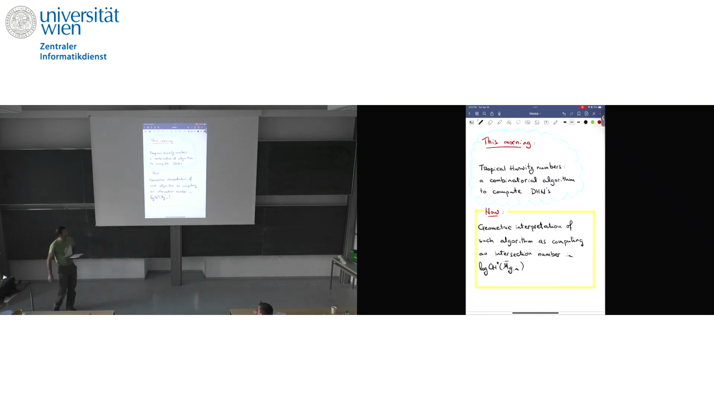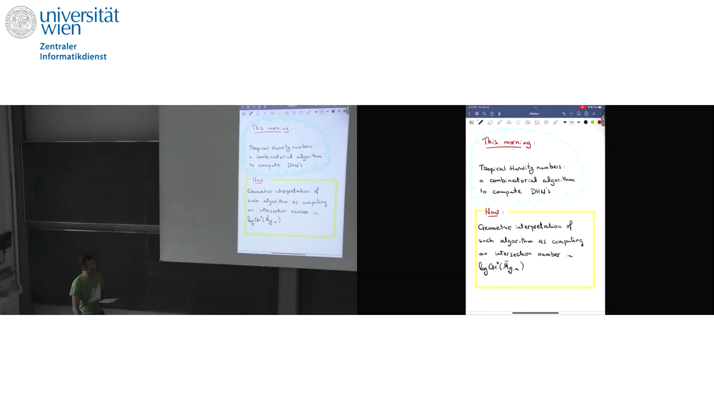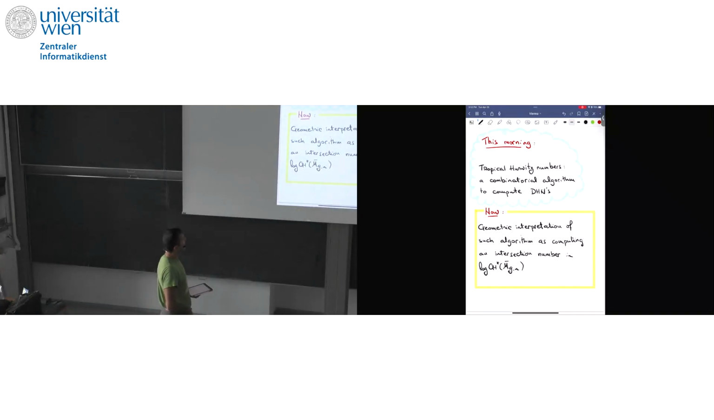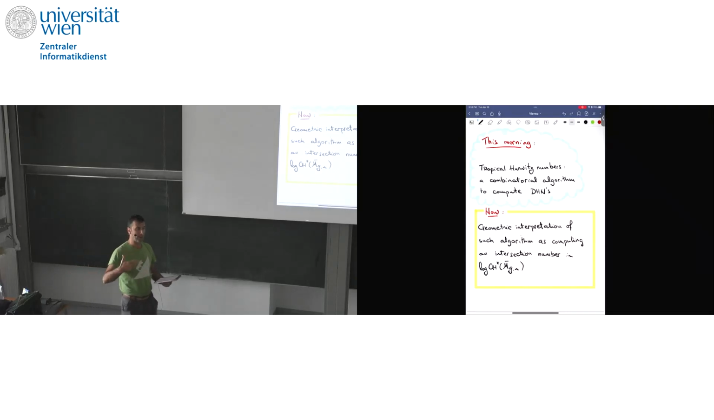All right, so let me remind you, since it was so long ago that I was talking to you, that this morning we talked about tropical Hurwitz numbers. And at the end of the day, this is a combinatorial algorithm to compute double Hurwitz numbers in terms of a weighted sum of trivalent graphs.